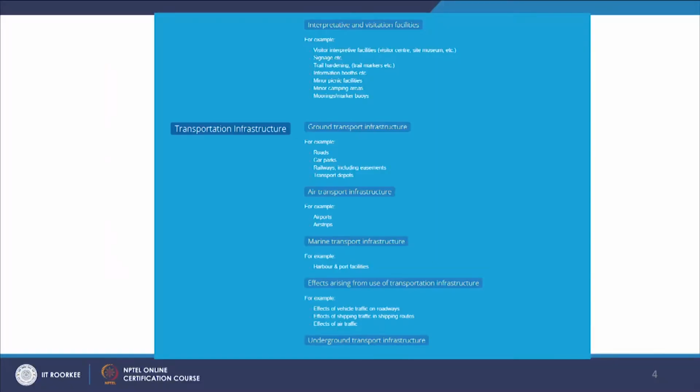Transportation and infrastructure. It could range from ground transport infrastructure, imagining you are talking about metro corridors. What happens to the heritage structures? It could be due to the construction, it could be the visibility of that. So how this whole infrastructural connectivity also hinders or creates some impact on the heritage structures.